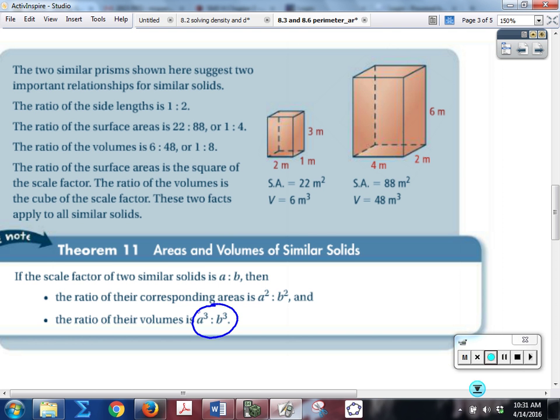What's the scale factor of this one? Yes, 1 to 2, right? This one's twice as big. And so the ratio of the volumes should be, you cube it, 1 to 8.